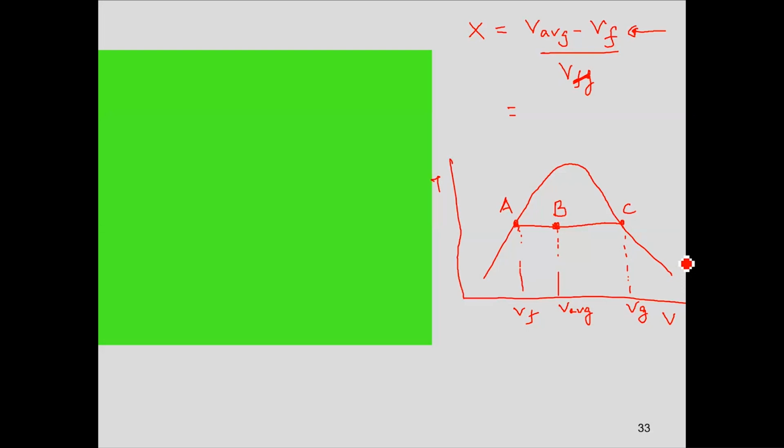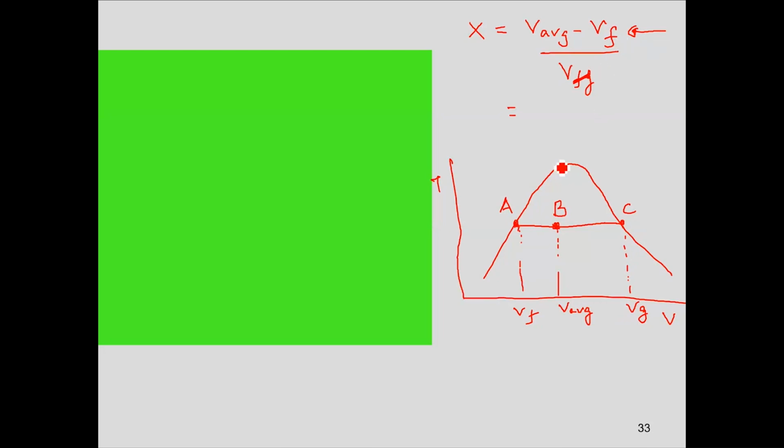Sir, distance AB. Sorry, sir, distance AB. There's someone, I am not able to hear him. What are you saying? Someone was saying something. Sir, the distance from B to C point is, from distance B to C would be V average minus Vf.